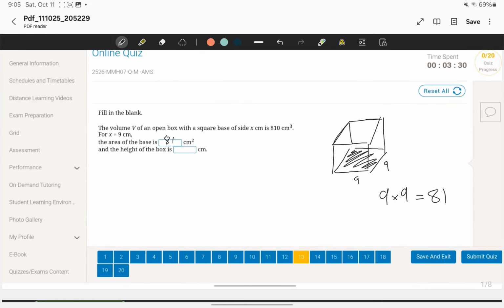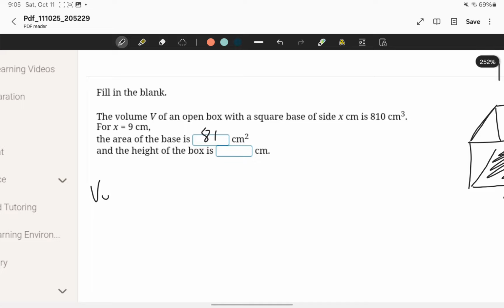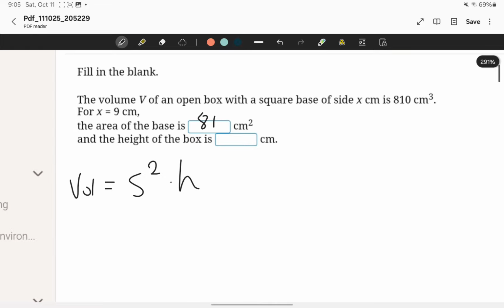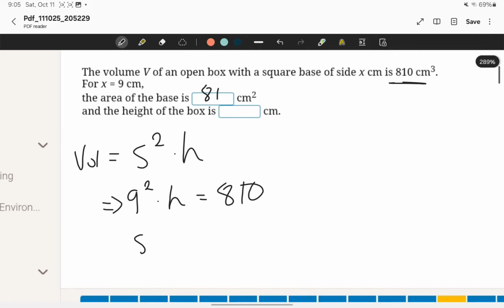Now the height of the box. The volume of this box is equal to the side squared times height. That's the formula for the volume of a box, side squared times height. And they gave us the side already, it's 9, so 9 squared times height equals what? 810. They told us that. So now that means 81h equals 810, so h equals 10.